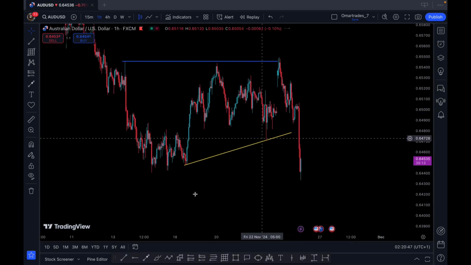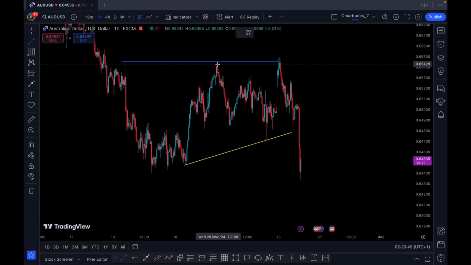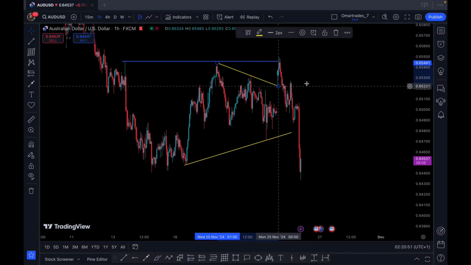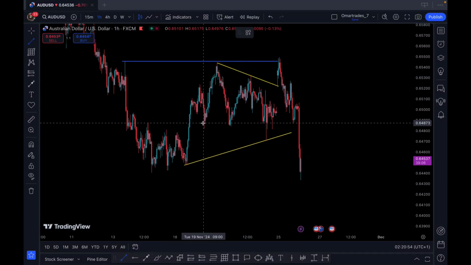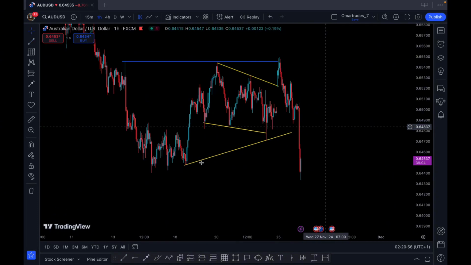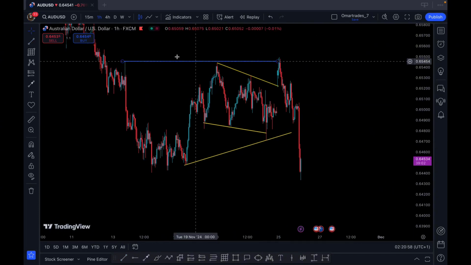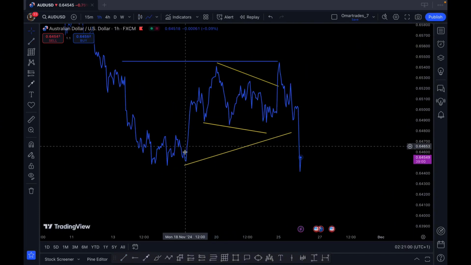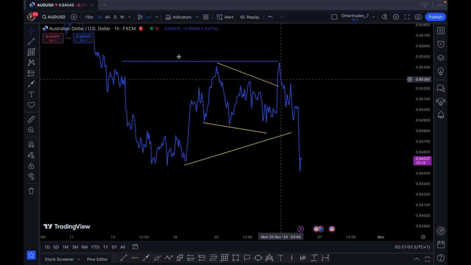So on the 1 hour, look at what we have. We have the middle section. We have impulse, correction, impulse. If you go to line chart, as you can see what we have, impulse, correction, impulse. This was a straight run.